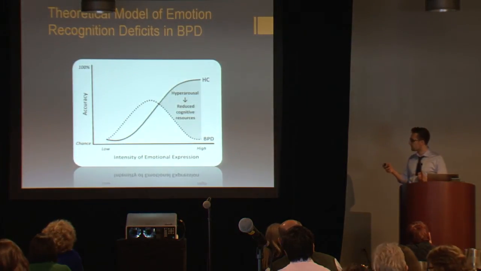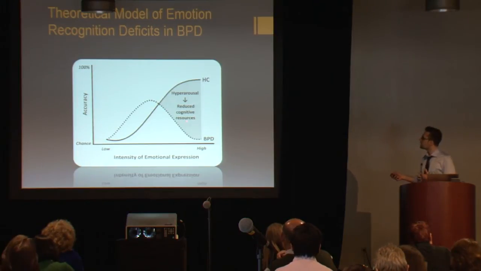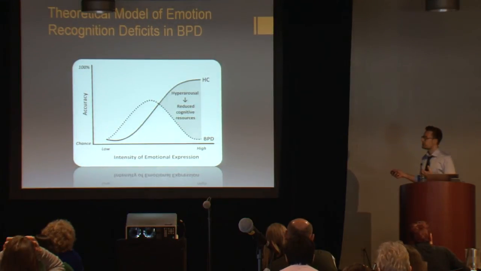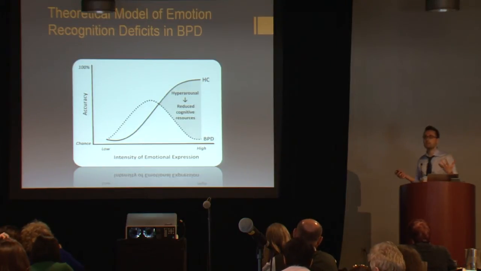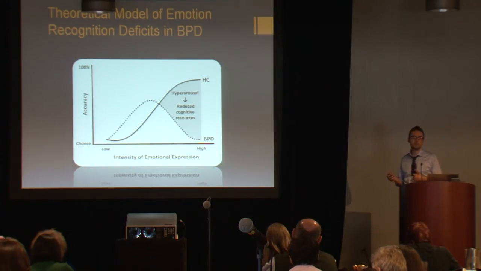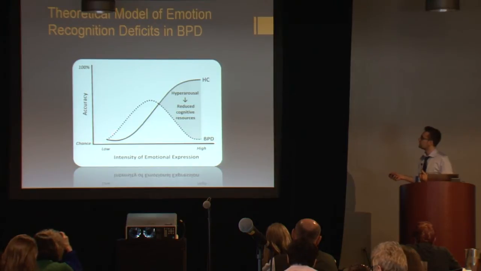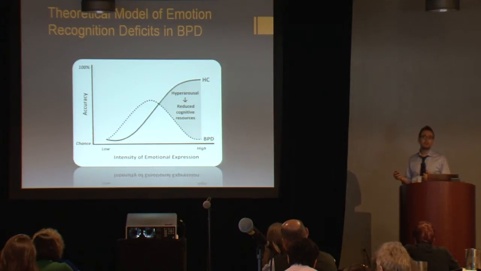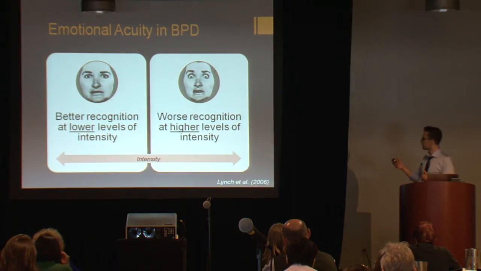Okay, so if we return back to this model of hyperarousal, possibly resulting in attentional distraction maybe, and causing recognition difficulties in individuals with BPD for these high arousing emotions, one thing that hasn't been really clearly examined in the literature is these lower levels of intensity. What might be going on here? And this is where we talk about Alex's master's thesis, which looked at emotional acuity, this better recognition. Do we tend to see that at lower levels of intensity?